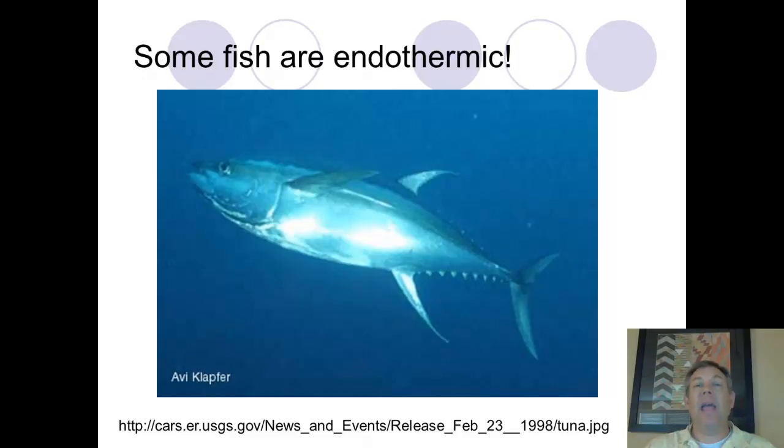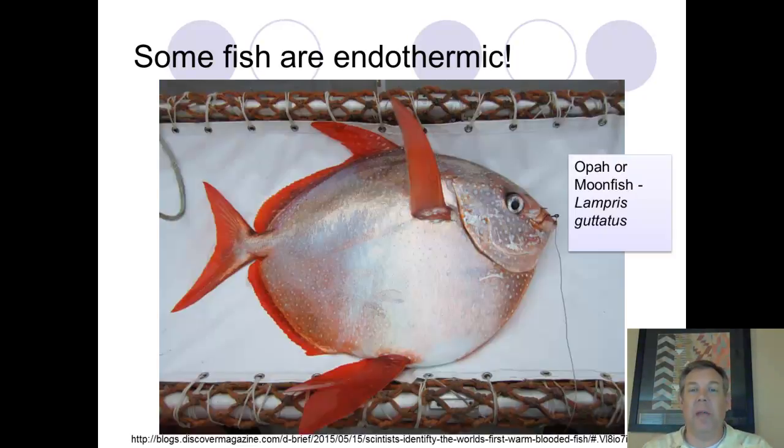Now, some fish are endothermic and maintain a body temperature that is greater than their surroundings, and they create their own internal body heat. So they're not necessarily homeothermic. Their temperature can change, but they do create some of their own body heat. Now, the example I'm showing you here, of course, is the tuna, which is a famous example.